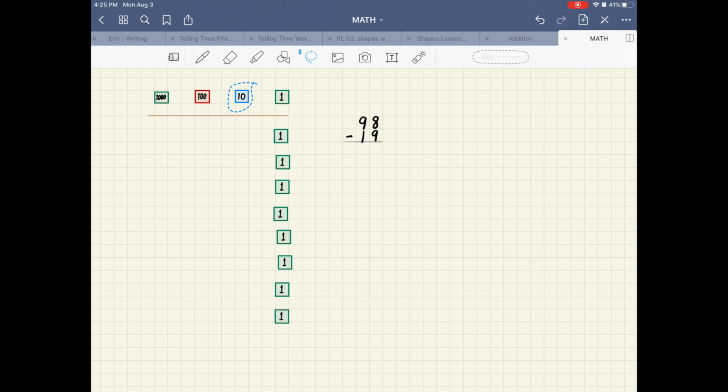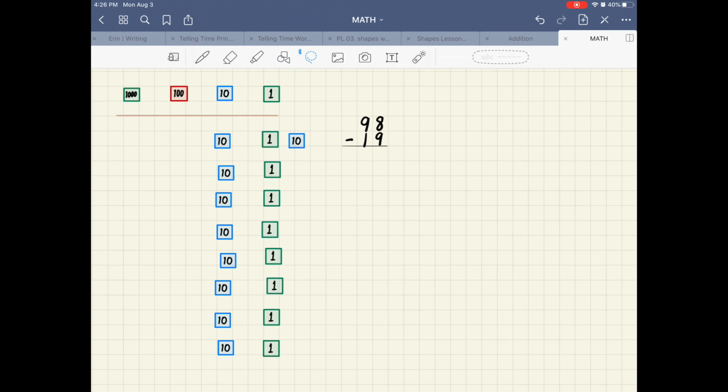How do you do that? Okay. One touch. 1. And then what's next? When you have them all set up, we need to check if we can take away. No, we cannot, because the number is lower. It is lower than nine. So what do we do if that's happening? Borrow. Okay, let's borrow 1 ten.